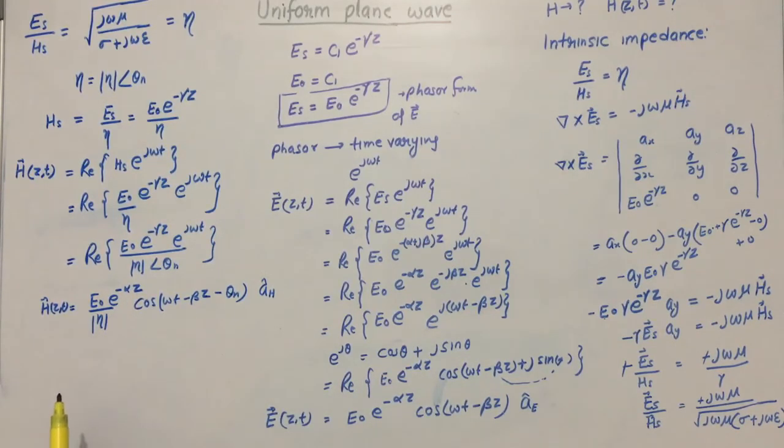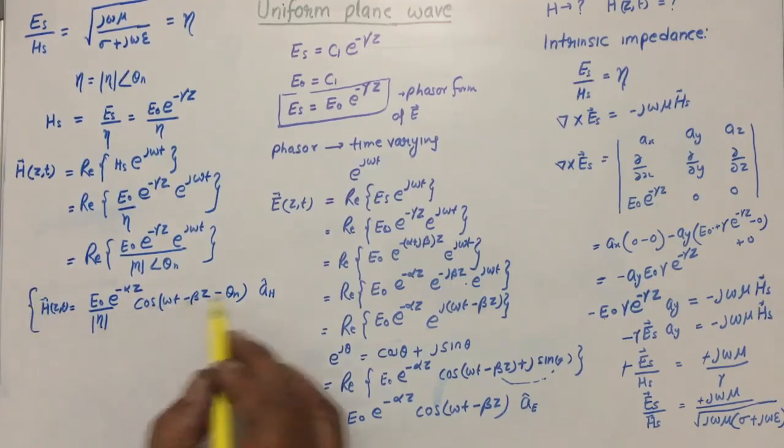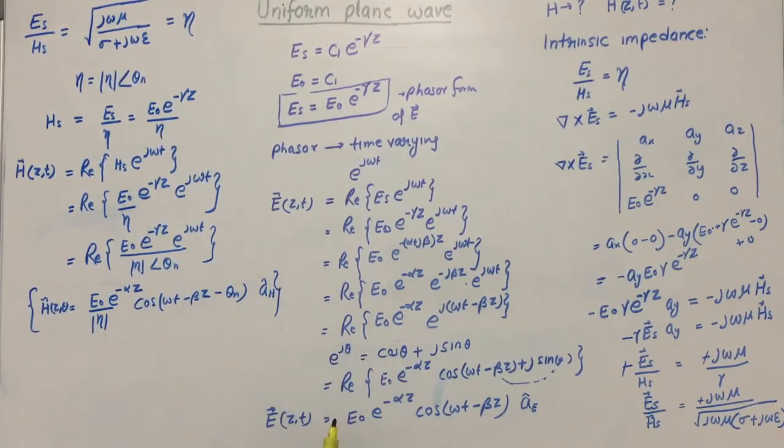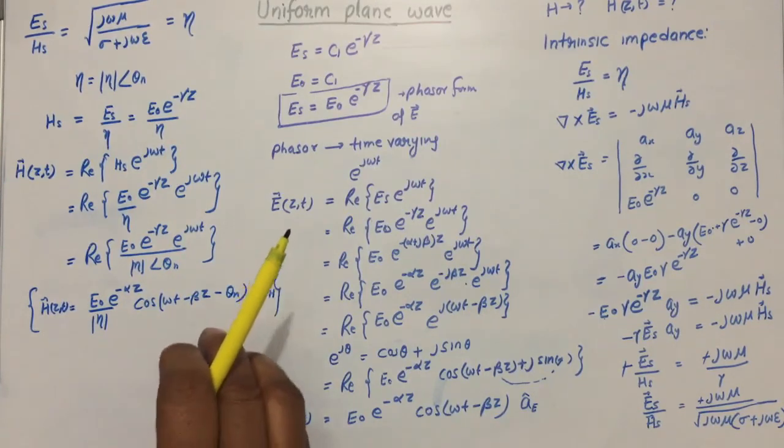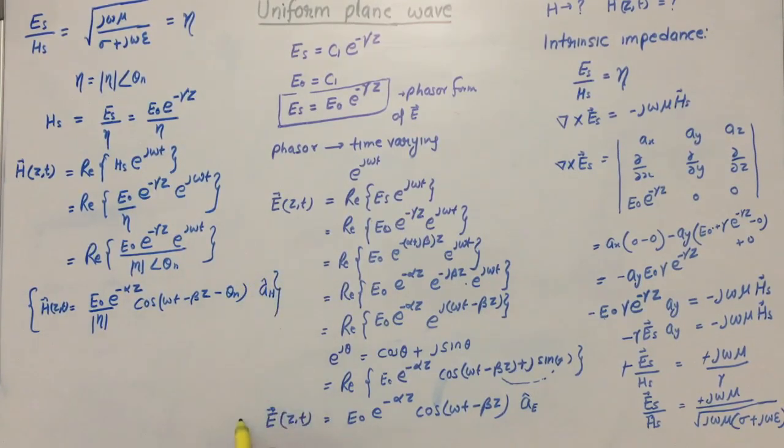Okay, so in this way we found the electric field component and the magnetic field component of the wave when it is propagating in the direction of z. So at any time, we find E leads H by angle theta n. Both the E and H time varying solutions have been obtained here.